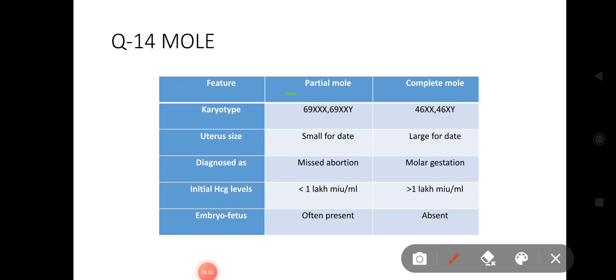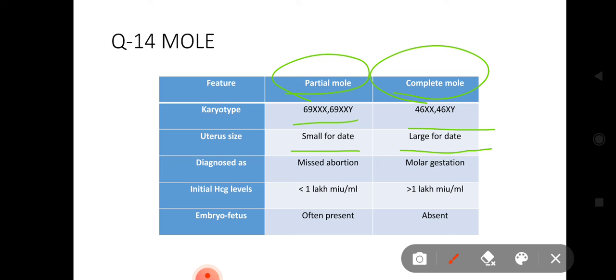Now, difference between partial mole and complete mole. Important topic. Karyotype of partial mole is 69XXX or 69XXY. Complete mole is 46XX or 46XY. Uterus size is small for gestational age in partial mole, large for gestational age in complete mole.